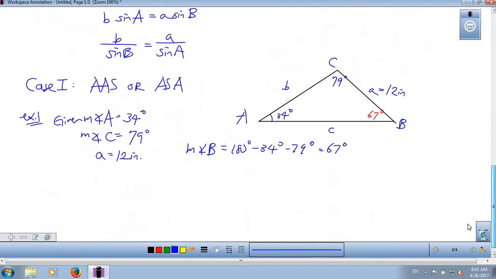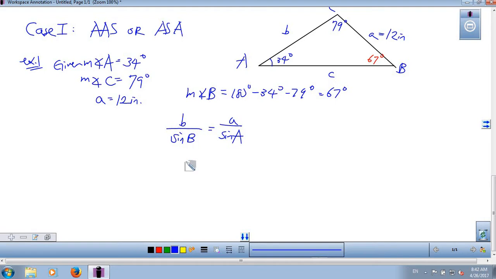So we want to solve for B. We can use B over sine B equal to A over sine A. Now why do I use A over sine A? Because we do know side A. Side A is given to us, 12 inches. So in order to solve for side B, I have to multiply both sides by sine B. So it's A times sine B divided by sine A.